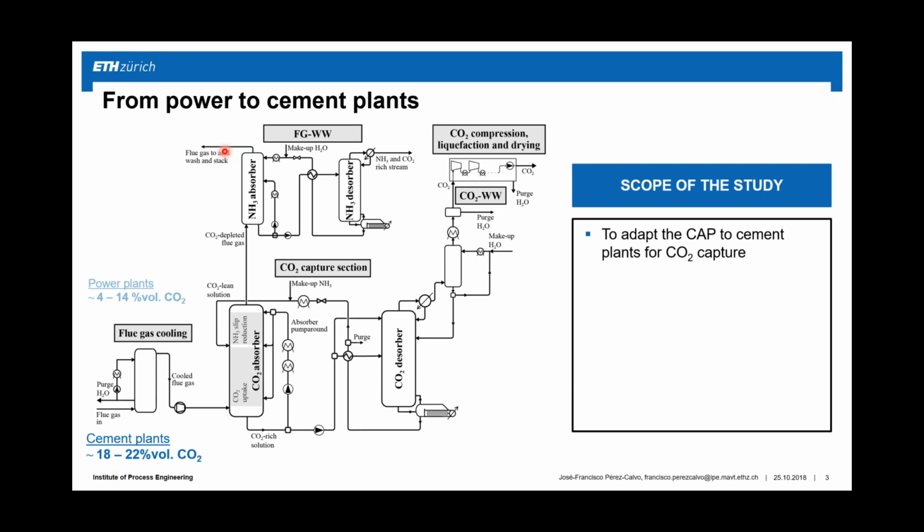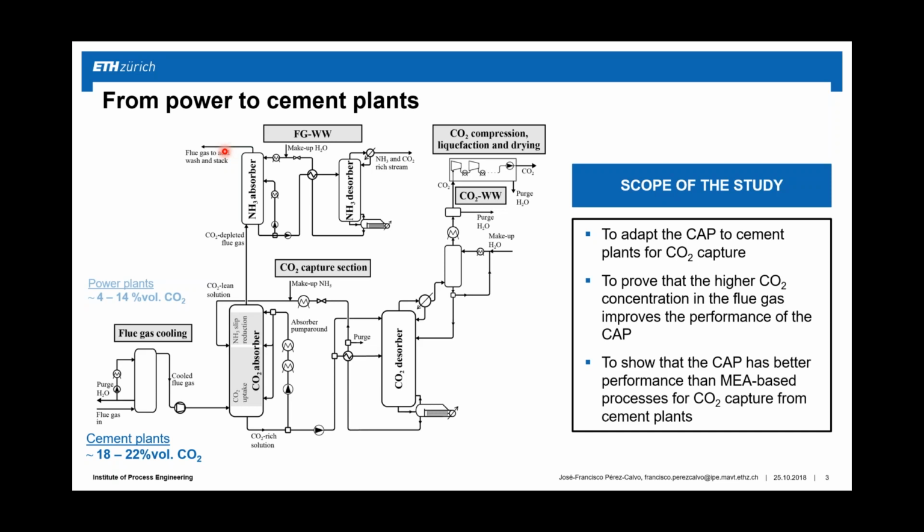Consequently, the scope of this study is to adapt the chilled ammonia process to cement plants for CO2 capture, to prove that the higher CO2 concentration in the flue gas improves the performance of the chilled ammonia process, and to show that the chilled ammonia process has a better performance than MEA-based processes for CO2 capture from cement plants.